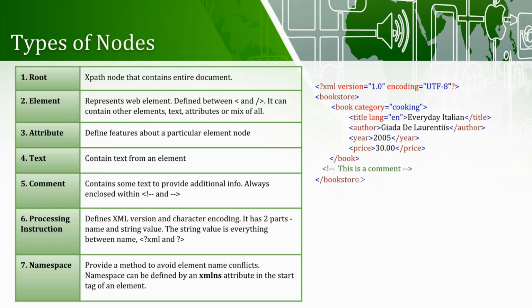Text contains text from an element. So any element node that has static text inside it defines the text node. For example, title, author, year, price all contain text such as Everyday Italian, it is a text. For year, 2005, it is a text. Price 30, it is a text. So this becomes the text node.